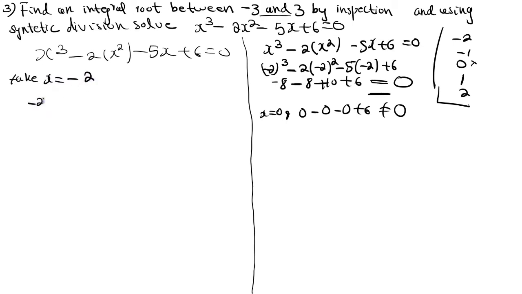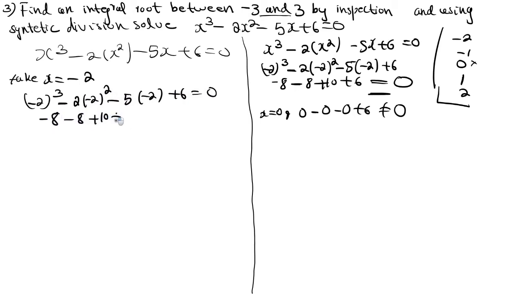Substitute minus 2 cube minus 2 into x square. That is minus 2 square, minus 5 into x value is minus 2, plus 6 equal to 0. You will get minus 8 minus 8 plus 10 plus 6 equal to 0. Minus 16 plus 16, it's 0 equal to 0. So take x equal to minus 2. It is possible. Now do the synthetic division. See what you have to write here. X cube.